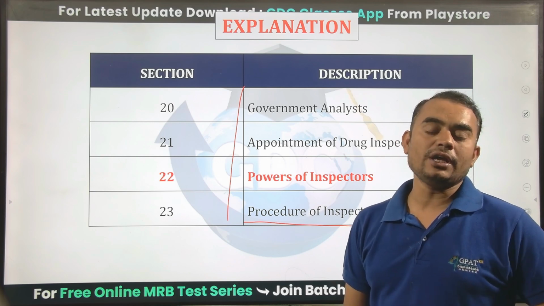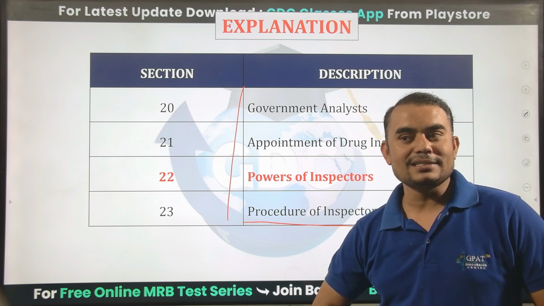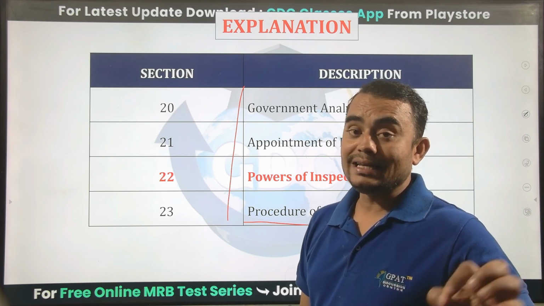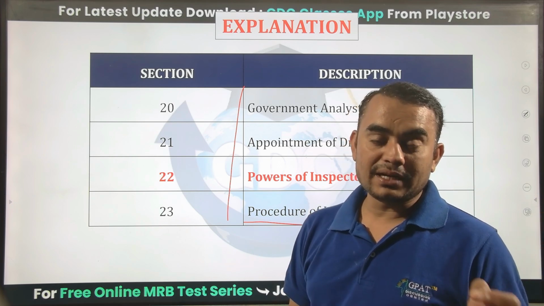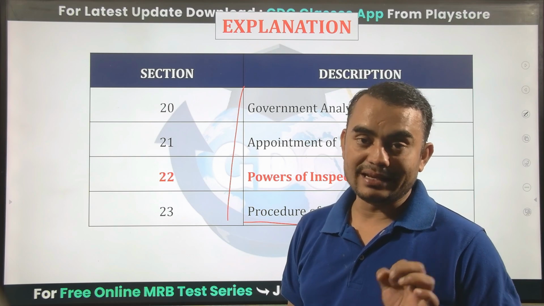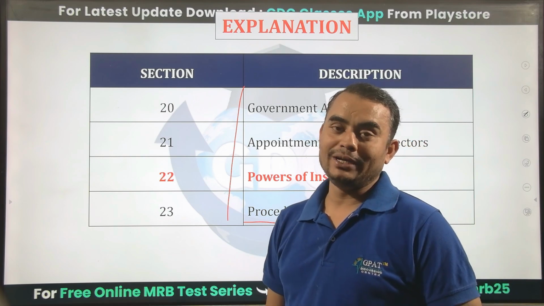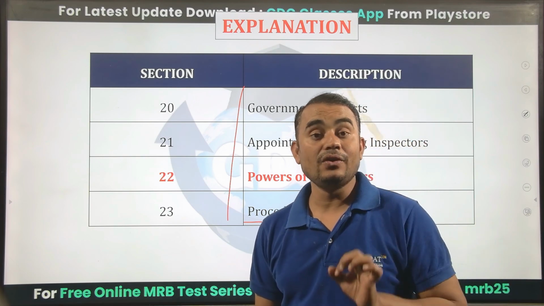As well as, if you are talking about the Ayurveda, Siddha, Unani system, there are two sections, 33G and 33F, because the drug inspector is appointed under Section 33G, while the drug analyst is appointed under Section 33F.